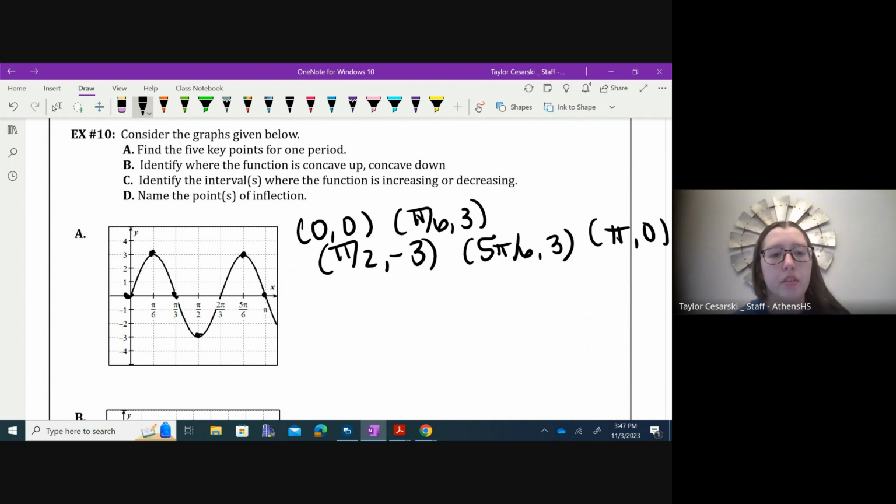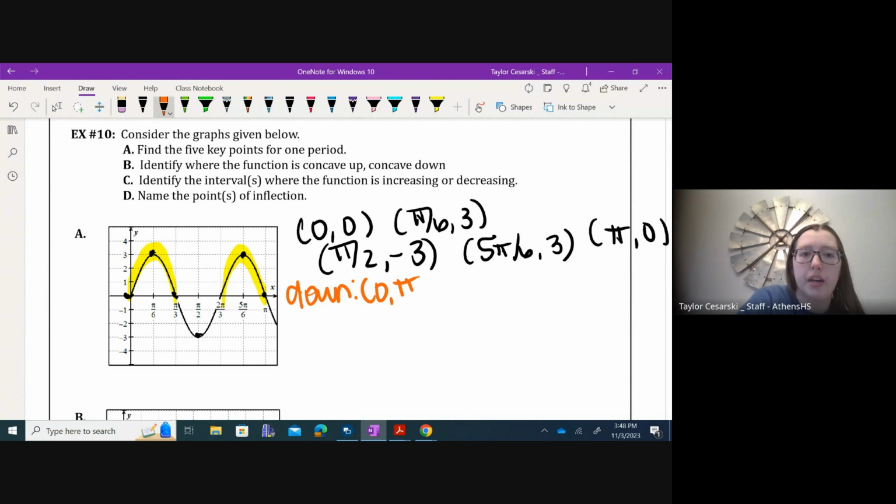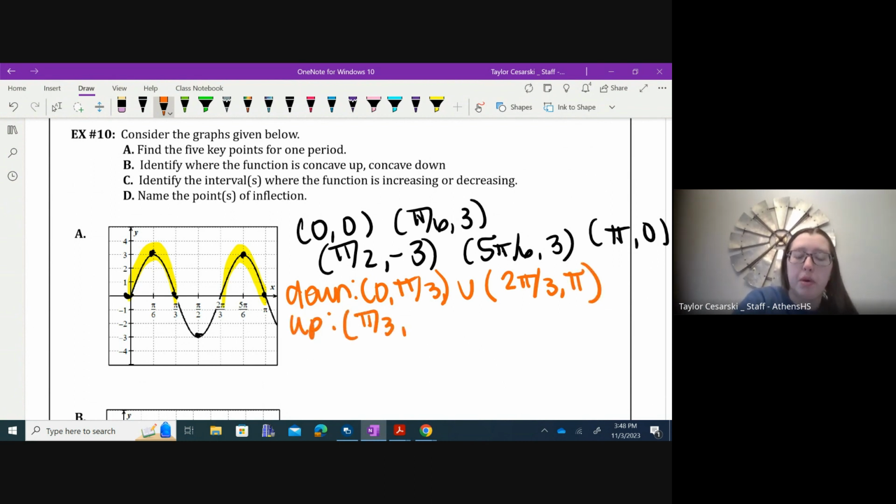All right. Then it asks where the function is concave up and concave down. We've done a lot of concavity, but hopefully you can see right here that these are the pieces that are concave down. That would be from 0 to pi over 3, and then 2 pi over 3 to pi. And then concave up would just be from pi over 3 to 2 pi over 3.